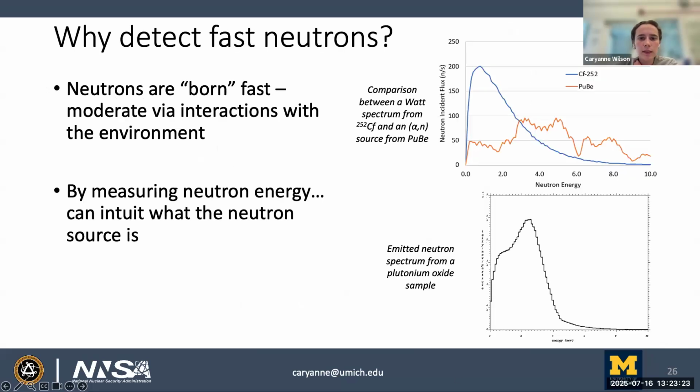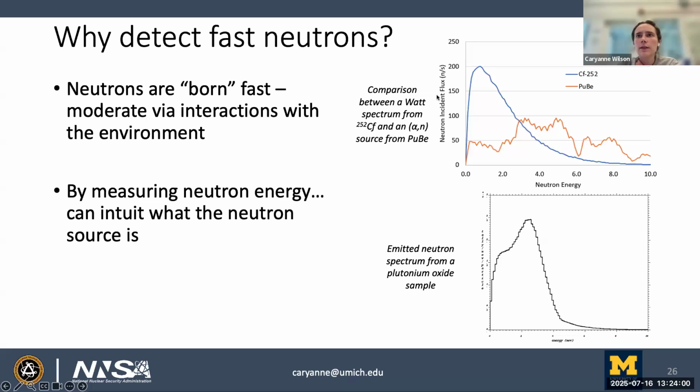So that was a pretty good overview on how to detect thermal neutrons. But now let's take a second and talk about why we would want to detect fast neutrons. As we talked about earlier, all neutrons are born fast. When we moderate them to detect them, we're losing information about the energy and the timing. If we know information about the energy, we can understand more information about the source.